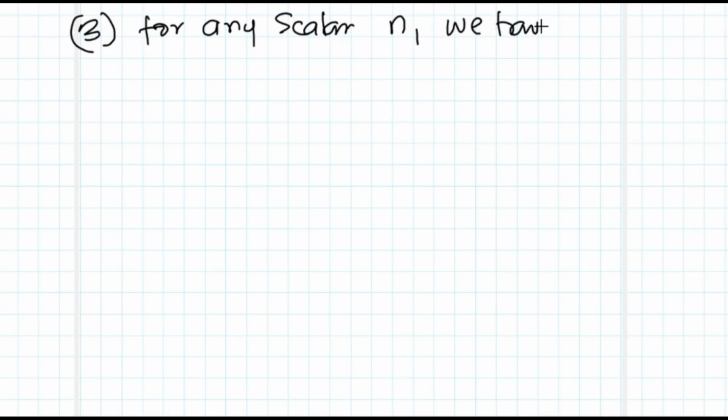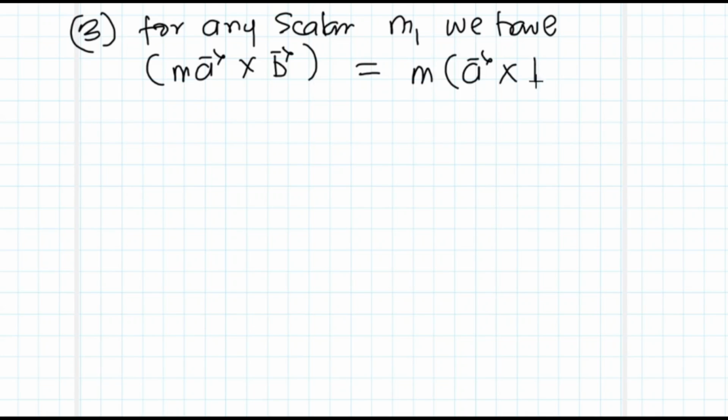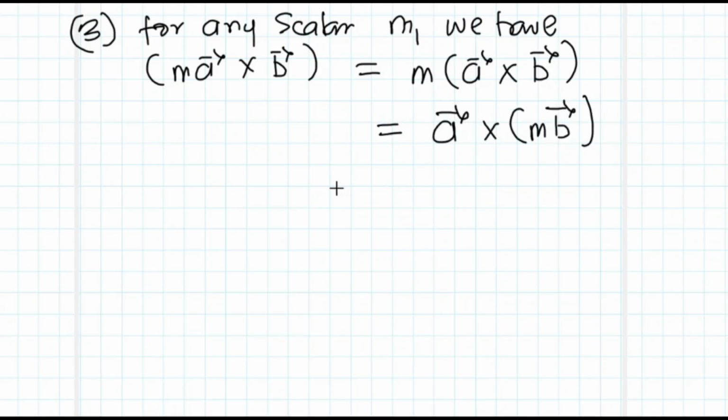Then we have property 3. For any scalar n, I believe by now you know what a scalar is, we have that n multiplied by A cross B is the same thing as n multiplied by A, cross B, which is the same thing as A cross nB. So it holds for scalars whenever you are multiplying by a scalar.